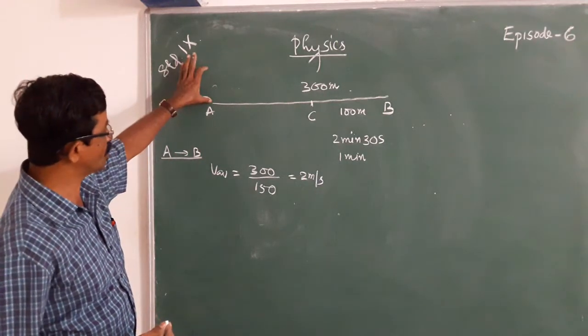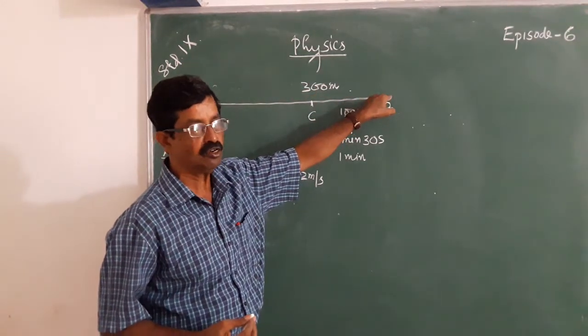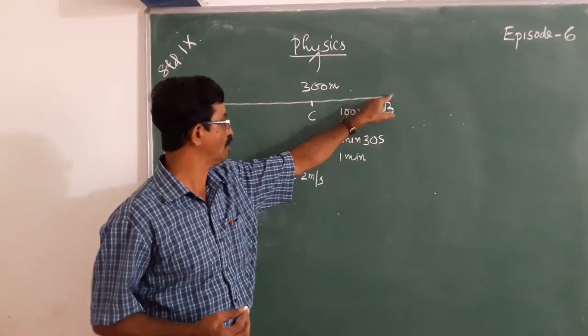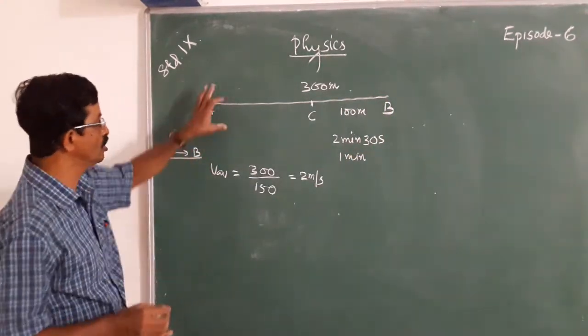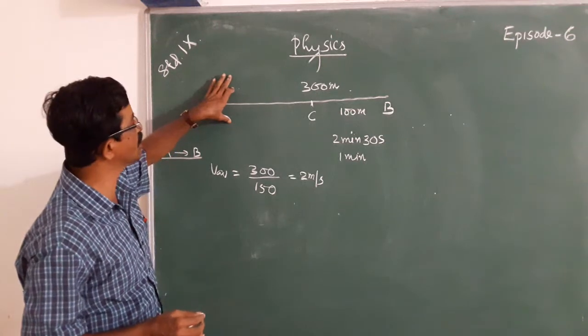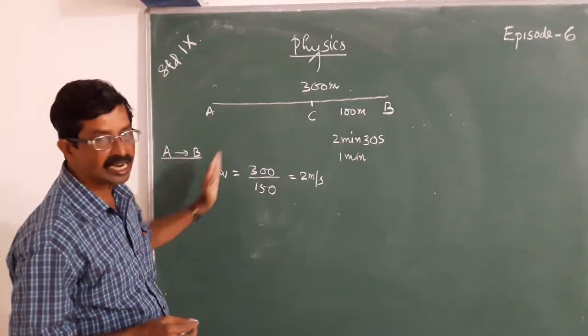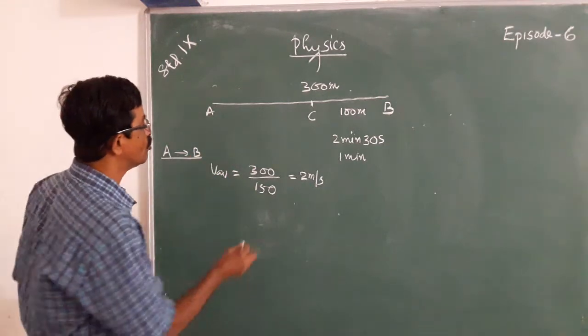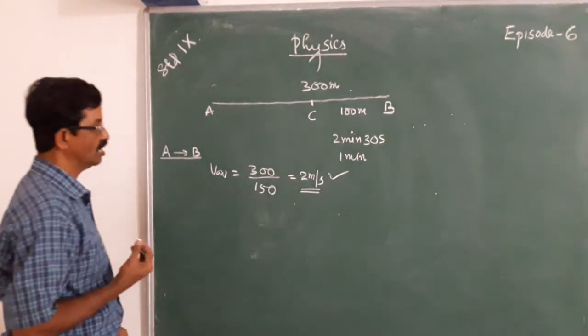Now he travels from A to B along a straight path, so his average velocity is also the same, because there is no change in direction. It is along a straight line. So average speed and average velocity both will be the same, 2 meter per second.